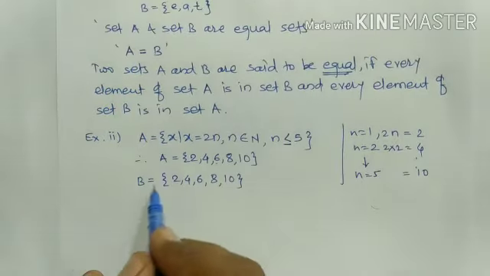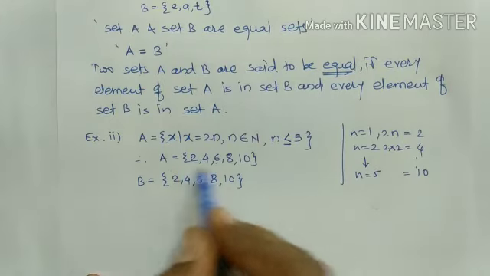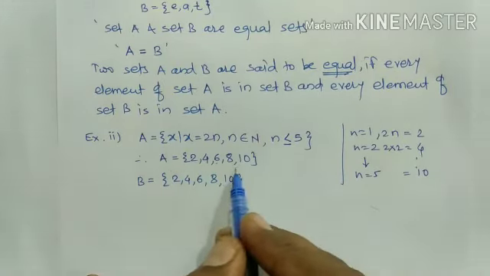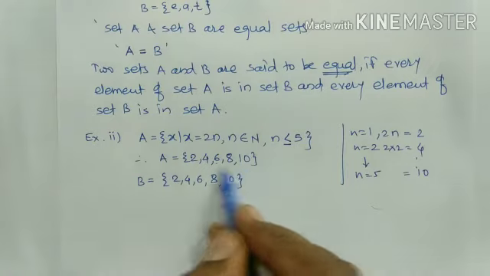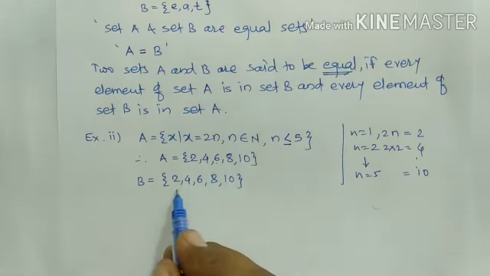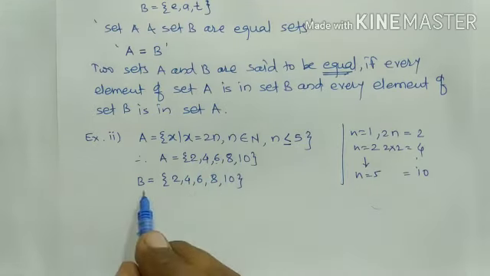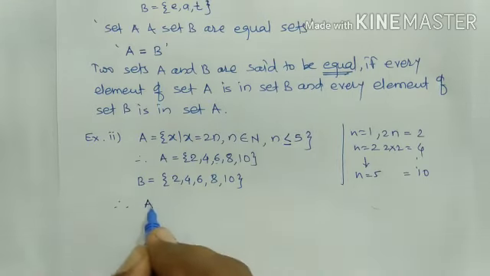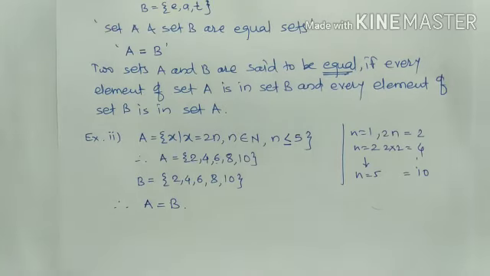Here in these two sets the elements in the set A and B are exactly same. That is, every element of set A is in the set B and every element of set B is also in set A. Therefore, set A and B are equal sets. Here we write A equals to B. Meaning of this is set A and set B are the equal sets.